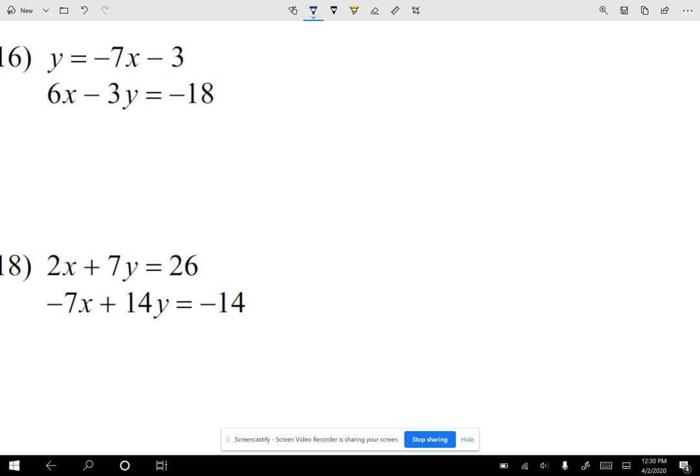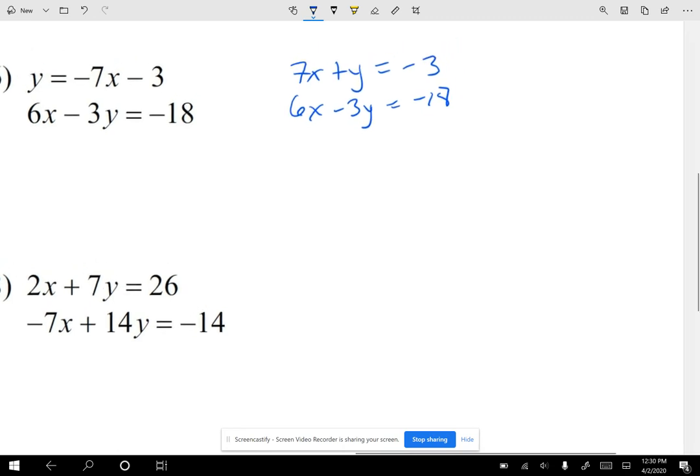So for the first equation, let me move the 7x over. So I have 7x plus y equals -3. Notice the only one that switched the sign was the 7x, because that's the only one that I moved. My second equation, I have 6x minus 3y equals -18. My goal is that I combine my like terms and one of them cancels out. In this case, none of them do.